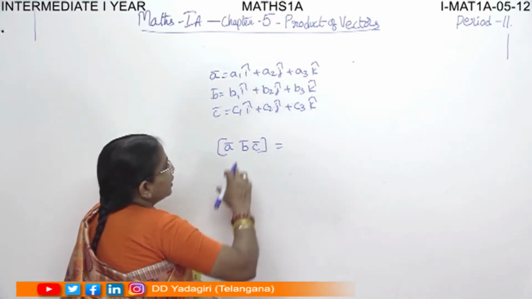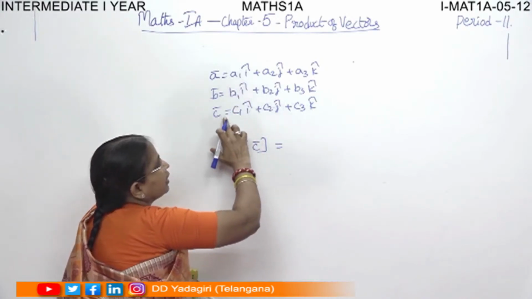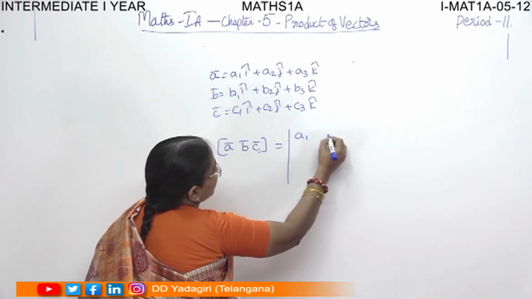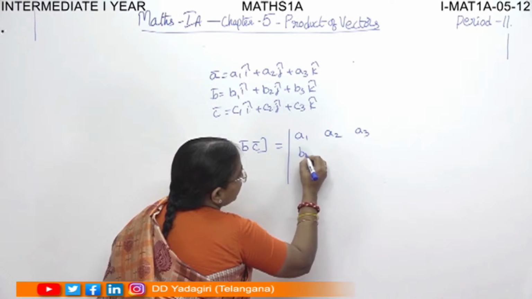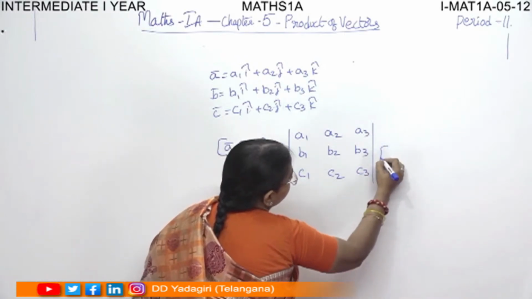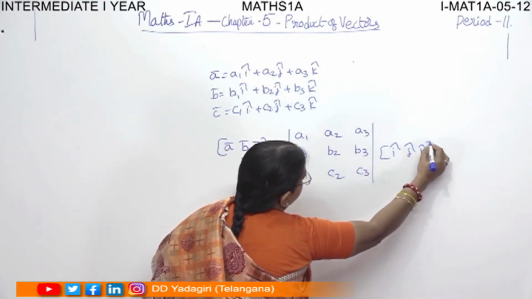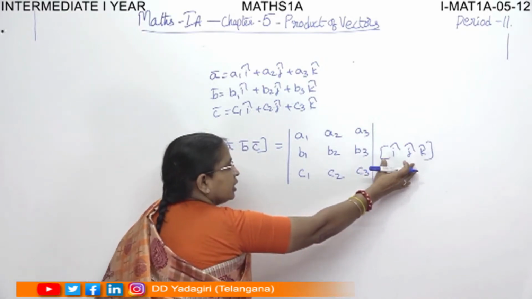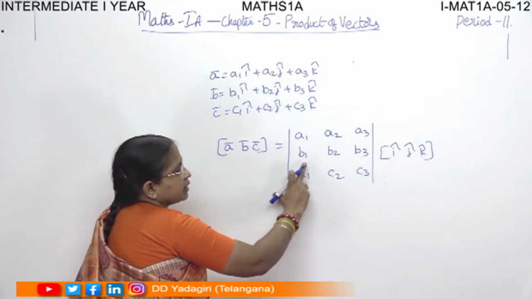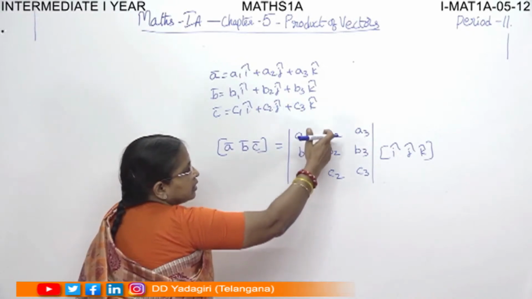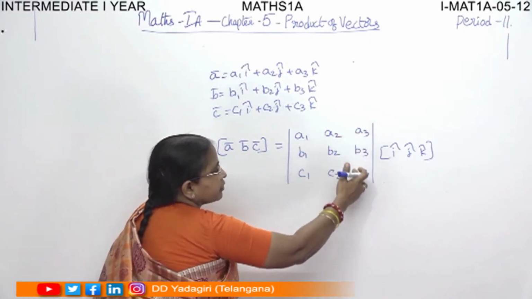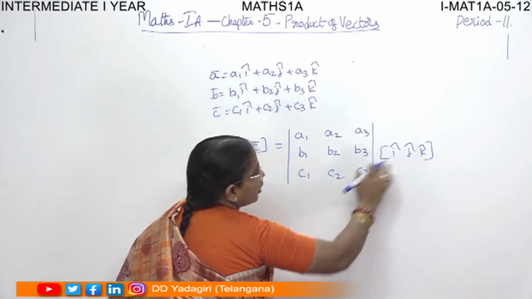Now, box ABC here. If ABC are in terms of ijk, then the box product is given by the determinant of a1, a2, a3, and then b1, b2, b3, c1, c2, c3 into box ijk. This is the formula. Box ijk is 1, so you need not write this. You can just write the formula like this. So box ABC is the determinant of i coefficients, then j coefficients, k coefficients. I coefficients is the first column, j coefficients second column, k coefficients third column. Write the determinant into box ijk.